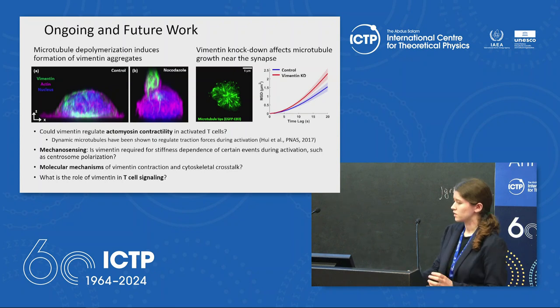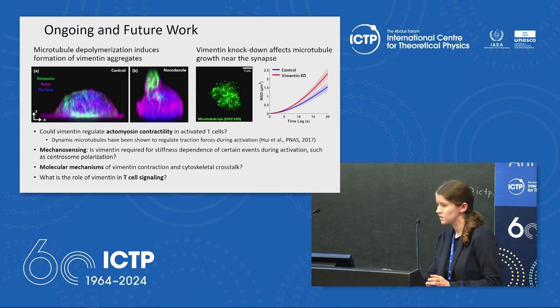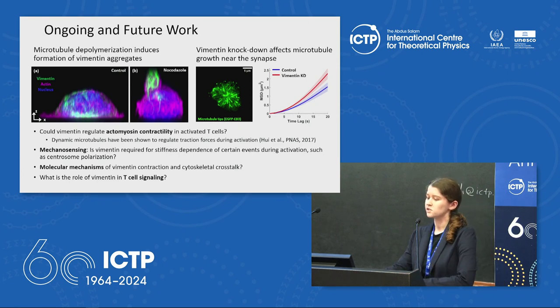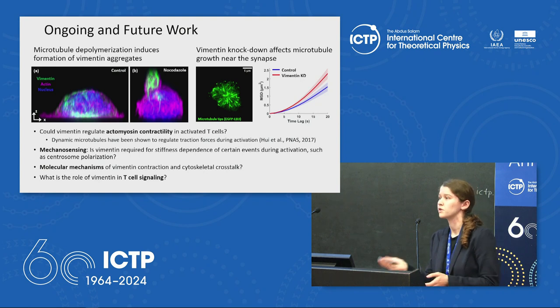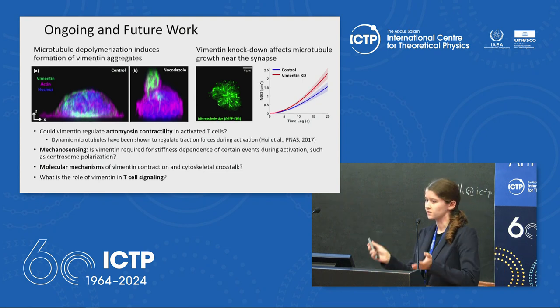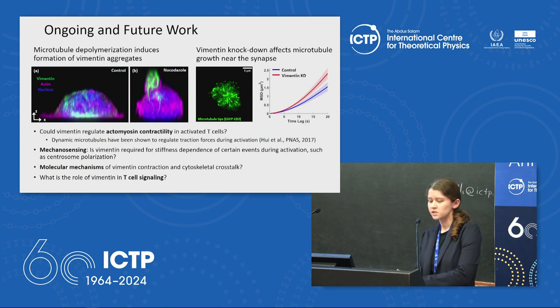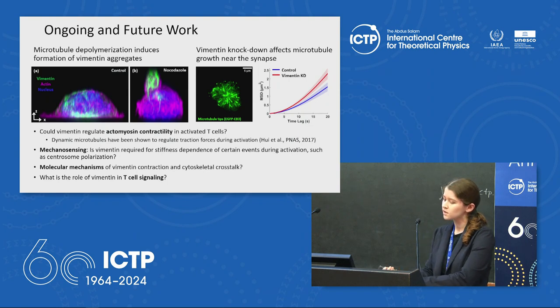Perturbing one of these networks appears to affect the function of the other as well as its structure, such as depolymerization of microtubules, inducing the formation of strange vimentin aggregates near the top of the cell instead of forming nice contracted networks near the bottom. It also appears that knocking down vimentin can affect microtubule growth near the synapse, which is an important part of activation. In addition to this, we're interested in factors such as signaling, actomyosin contractility, and the role of vimentin in all of these factors.